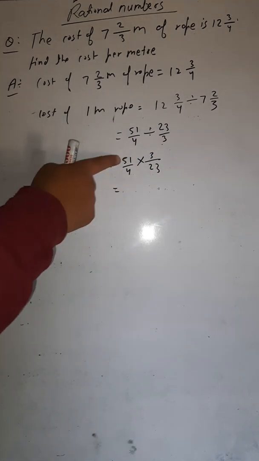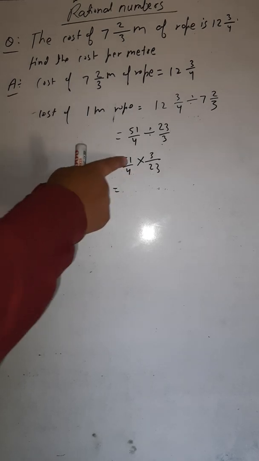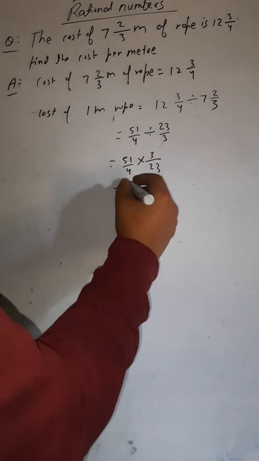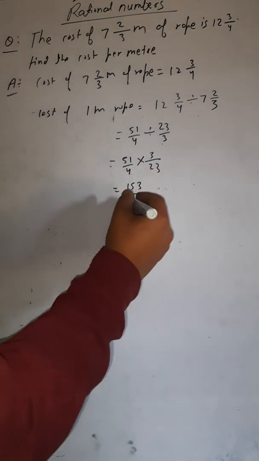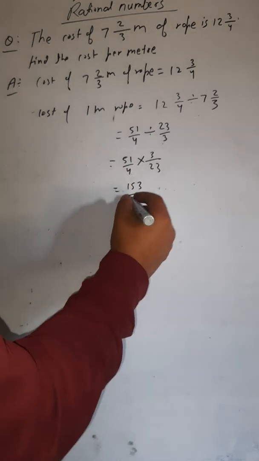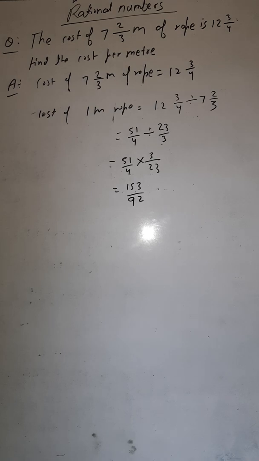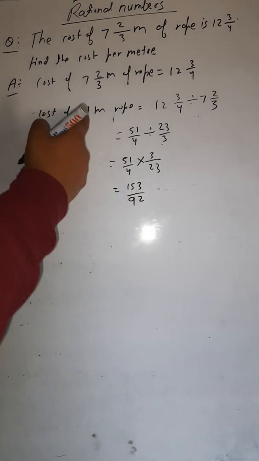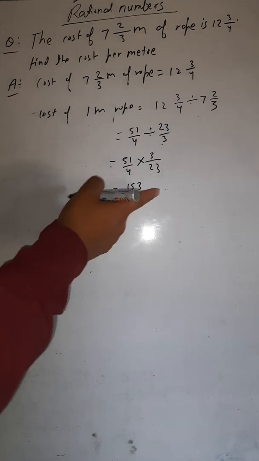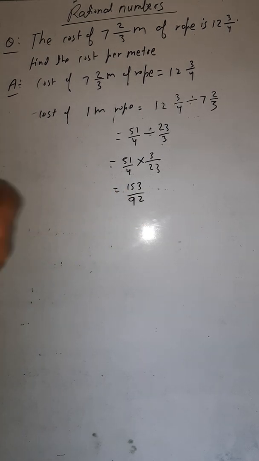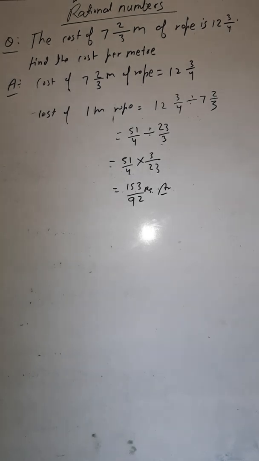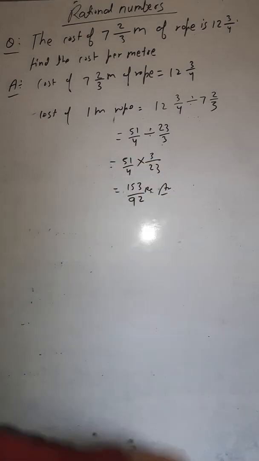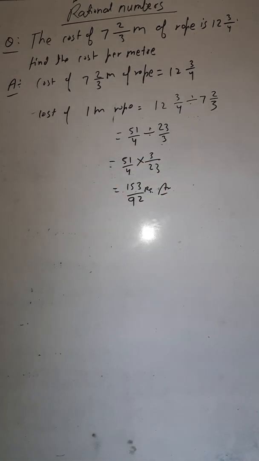Now how would you do this? Multiply all, because you cannot cancel here, so just multiply them. 3 times 1 is 3, 3 times 5 is 15, so the numerator is 153. For the denominator, multiply denominator by denominator: 4 times 3 is 12, 2 carry 1, 4 times 23, 8 plus 1, 9, so it would be 153 by 92. This would be the cost of 1 meter of rope. You can change it into a mixed fraction by dividing 153 by 92, or you can leave it here also. So this would be the answer. Just note it down.